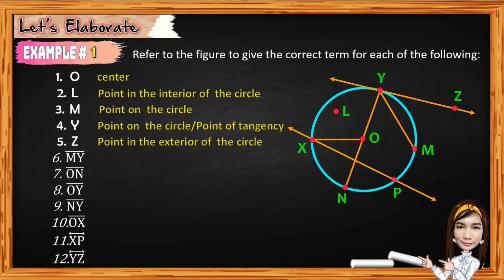For number 6, line segment MY is a chord. For number 7, line segment ON is a radius. For number 8, line segment OY is also radius. For number 9, line segment NY is chord or diameter. For number 10, line segment OX is radius. For number 11, line XP is secant. And for the last, number 12, line YZ is tangent.